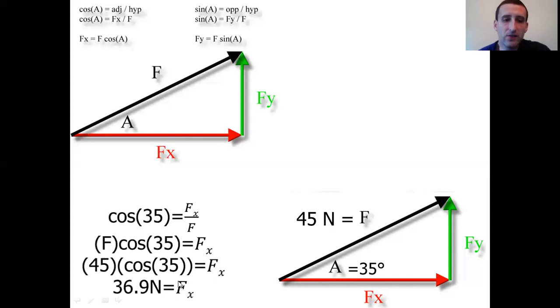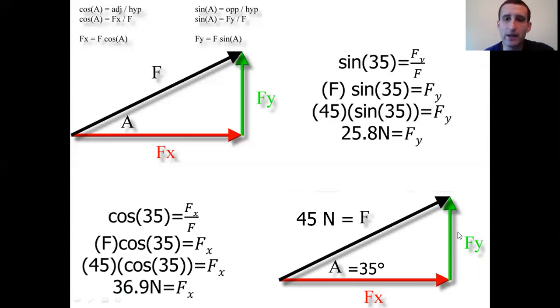Had some questions about significant figures and all of that sort of thing. When we're using trig functions like this, we generally just keep 3 digits. Technically this 45 is only 2 and the 35 is only 2, but we're going to use a rule of thumb of keeping 3 digits going forward here. So that was how we got f sub x. Similar process to get f sub y, only we're using sine instead of cosine. 45, the magnitude of the hypotenuse, times the trig function, in this case sine of the angle. So the f sub y is 25.8 newtons pulling up and 36.9 newtons pulling over.